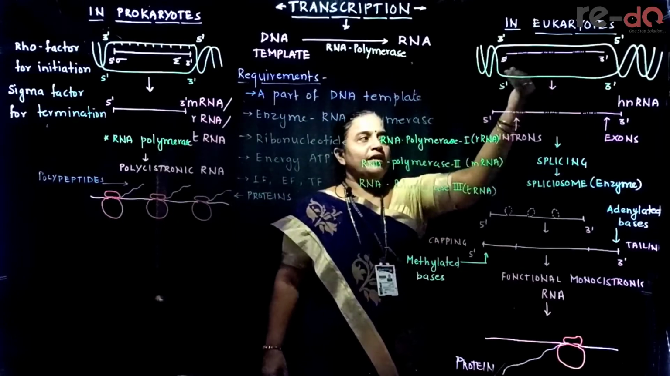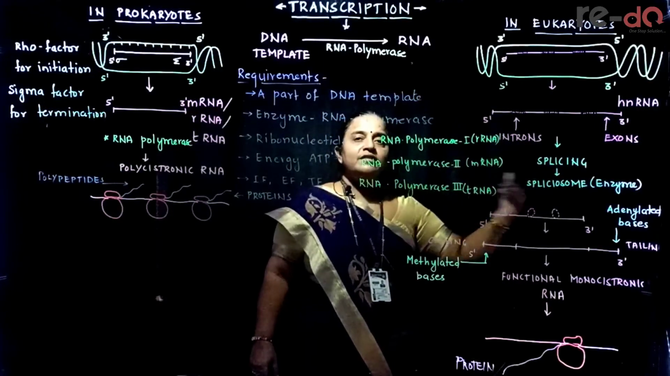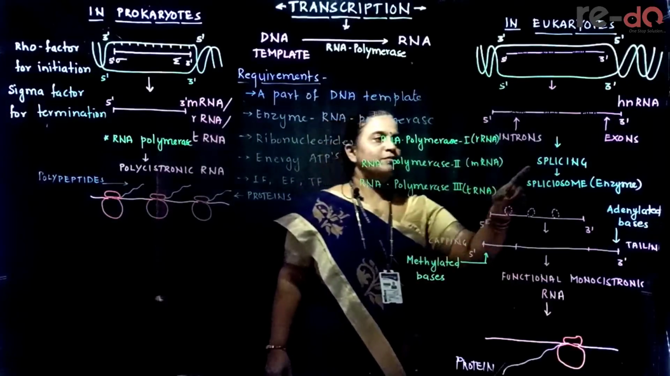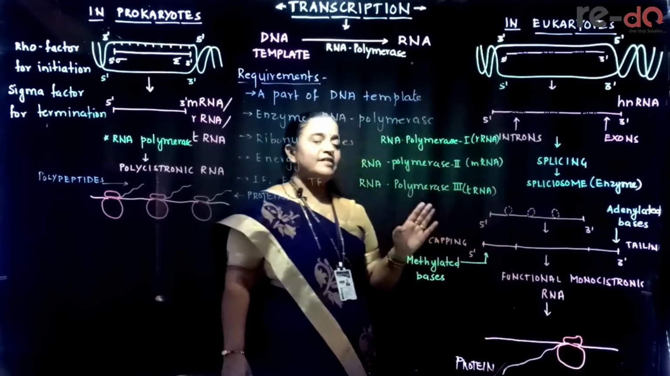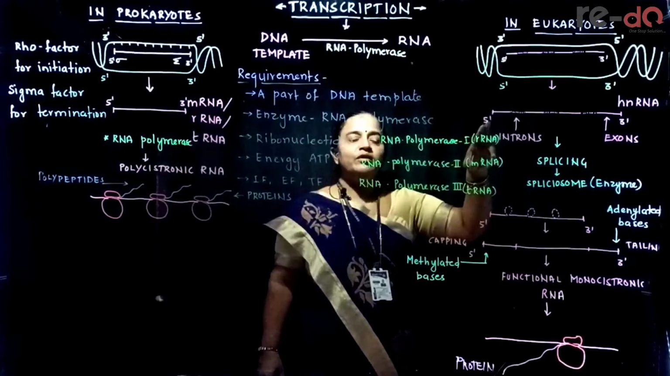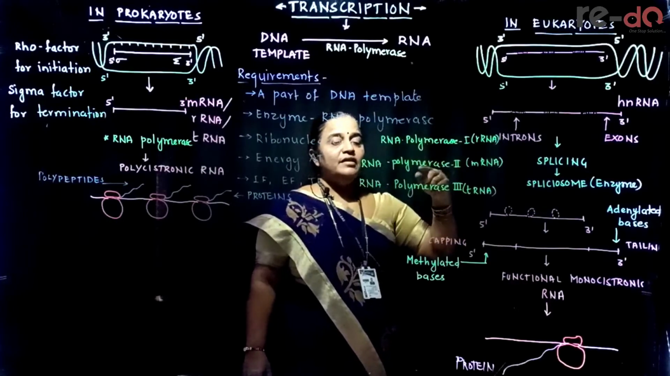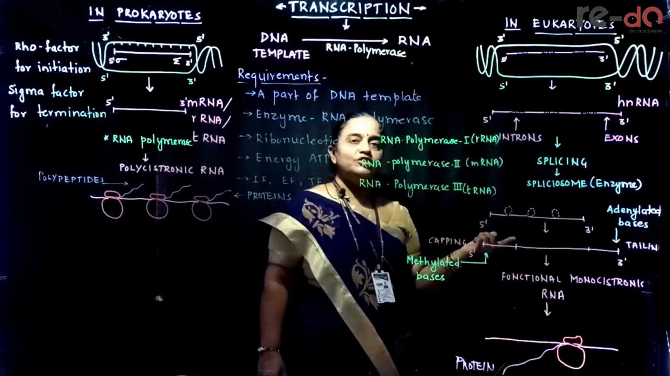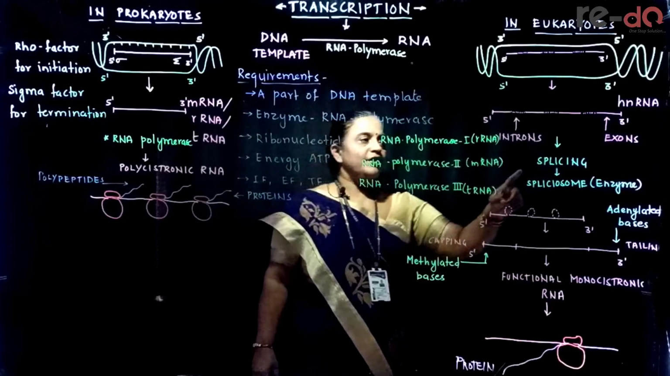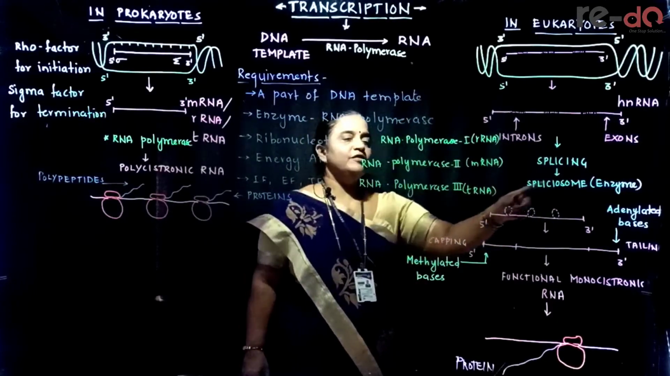So from the nucleoplasm, when HnRNA is about to enter the cytoplasm, it has to undergo the splicing process. Splicing is a mechanism where introns are cleaved, meaning removed, and exons are joined. So there is a repair mechanism here: removal of introns and joining of exons. This we call splicing.